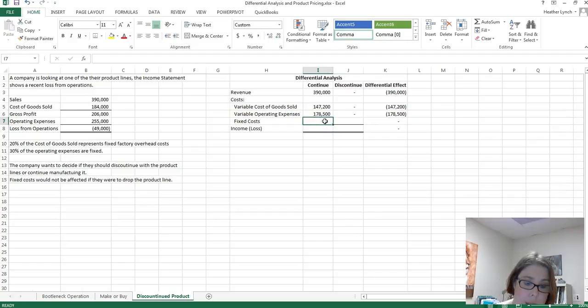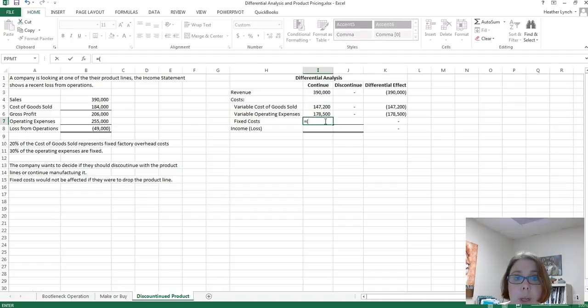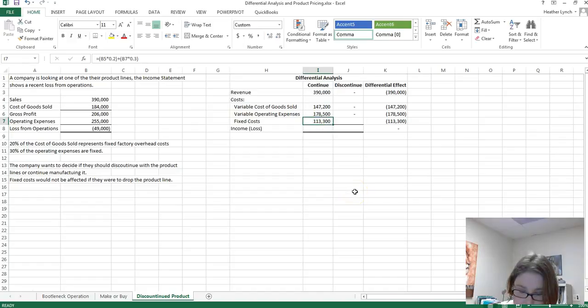Now our fixed cost. We need to get the balance. Remember, cost of goods sold, 20% of that is fixed, and operating, 30% of that is fixed. So I take my cost of goods sold times 20%, plus my operating expenses times 0.30, add those together, and I have 113,300. They told us here that fixed costs would not be affected if they were to drop the product line, so that same amount goes there.